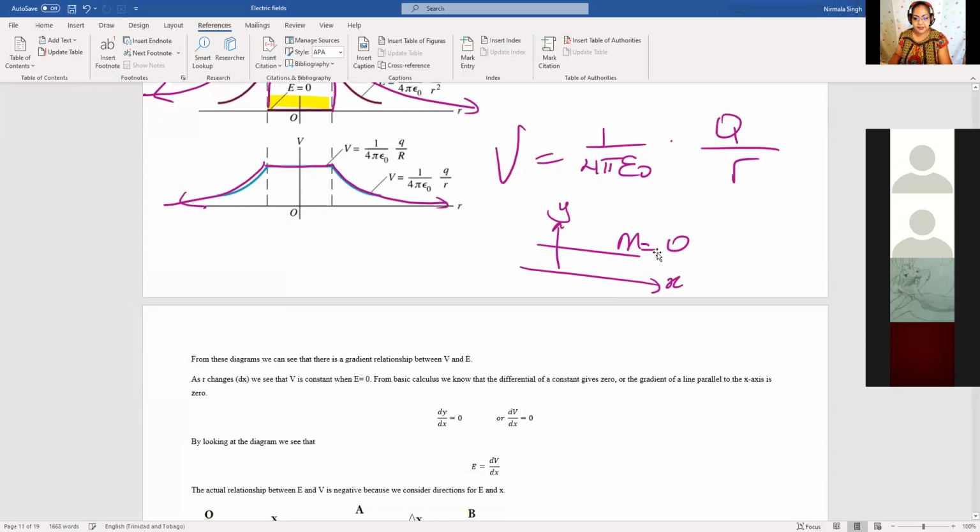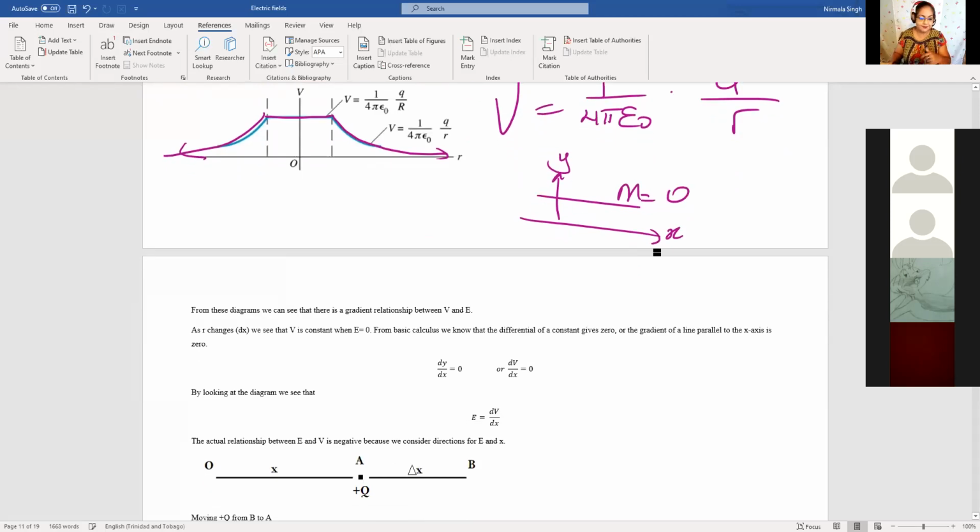So here we can look at the relationship. As r changes, which is your x, that is your x term, we can see that V is constant when E is 0. From basic calculus, we know that the differential of a constant gives 0, or the gradient of a line parallel to the x-axis is 0.